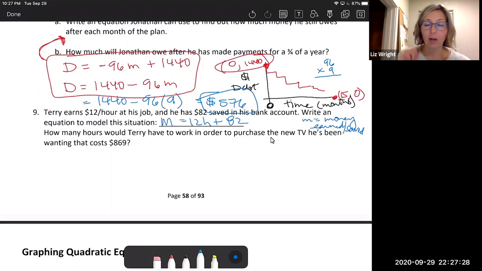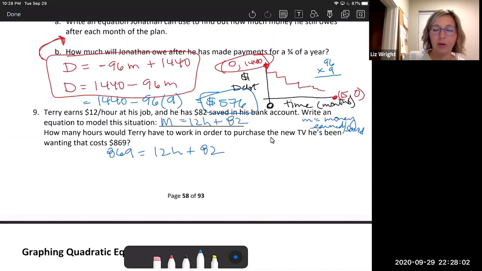This is also if we live in La La Land where we don't have any other bills to pay. So apparently Terry must be living with his parents, where maybe your parents don't require you to pay for anything. We're assuming that he gets to put every penny towards his TV. Anyway, we're going to go ahead and plug that in. We're going to have 869 equals 12H plus 82.